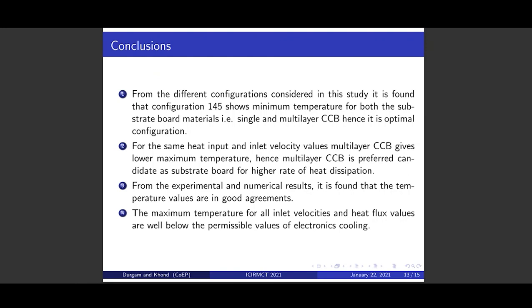From the experimental and numerical studies, it is found that the temperature values are in good agreement. The maximum temperature for all inlet velocities and heat flux values is well below the permissible values of electronic cooling.